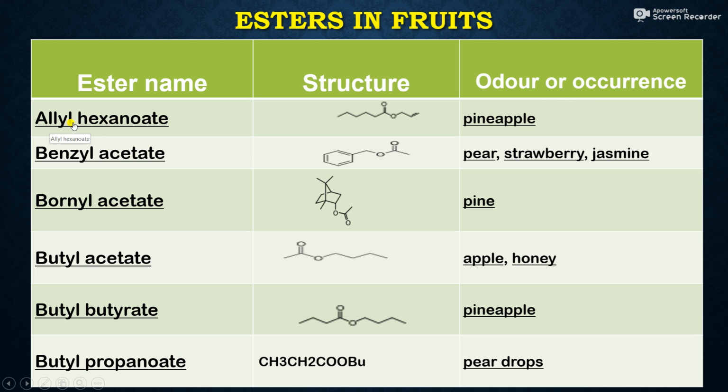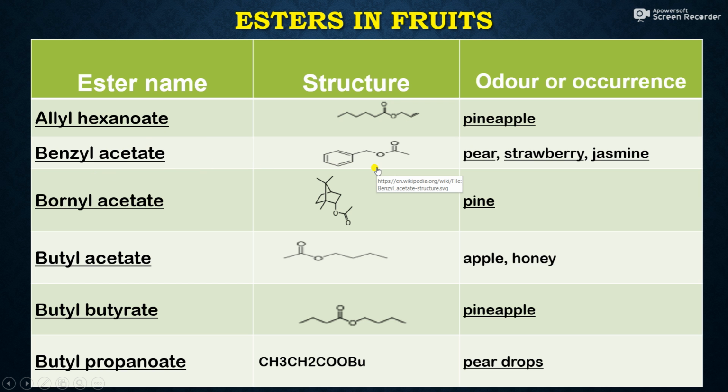So this is allyl hexanoate. This is the ester having 6 carbon atoms. So this is an allylic group. This is 1, 2, 3, 4, 5 and 6. So this side having an allyl group, therefore allyl hexanoate. It is found in pineapple.